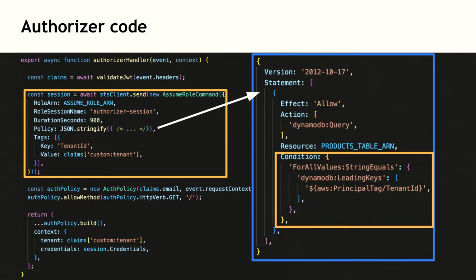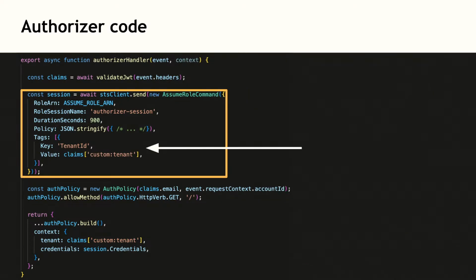And the value here is coming from a tag. The tag we also define there when we're assuming the role. So the name of the tag is up to you. You define how you want. And the value is the tenant identification that we extracted from the token that we validated.